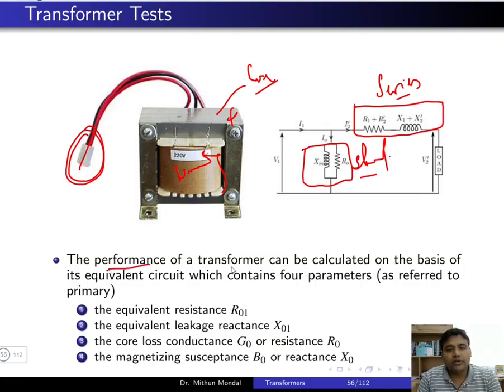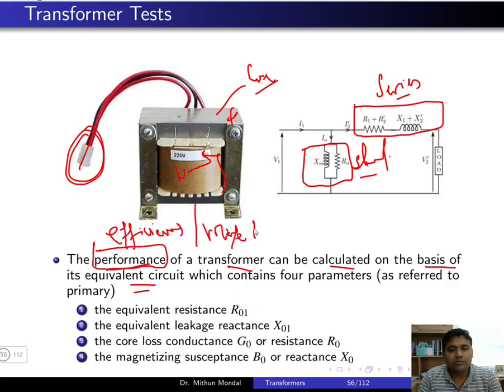The performance of a transformer can be calculated on the basis of its equivalent circuit. So generally we try to obtain the equivalent circuit of a transformer so that we can determine its performance. What is the performance of the transformer? It is generally measured in terms of efficiency and voltage regulation. So there are two parameters by which we can measure the performance of the transformer, efficiency and voltage regulation, and for that we require the equivalent circuit of the transformer.